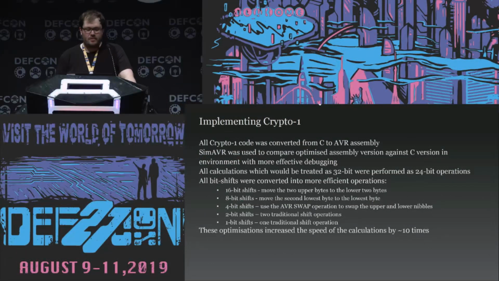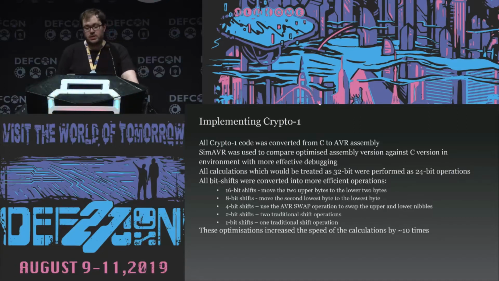Now, we all know that if you write assembly by hand rather than letting the compiler do it, things become a lot more efficient. I use the SimAVR emulator, which basically allows you to pretend you've got an AVR microcontroller apart from the important hardware parts, to print out data as it was going along, so I could test and do unit testing against keys from the C version and the assembly version.